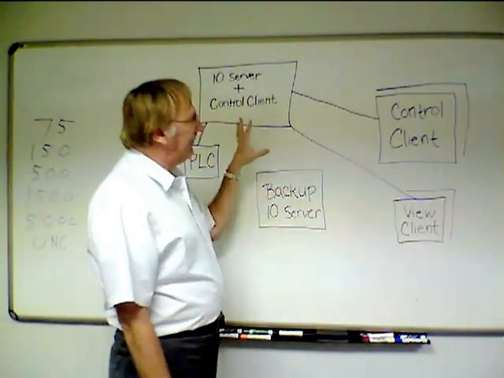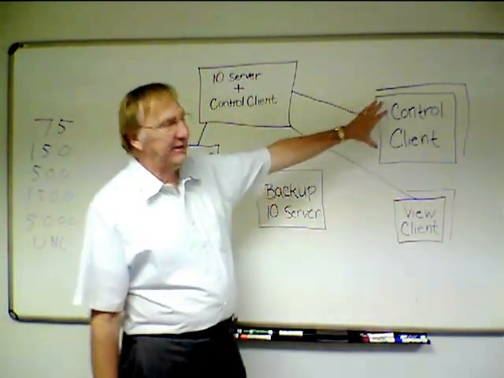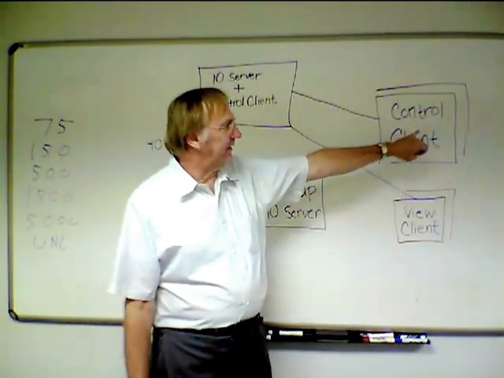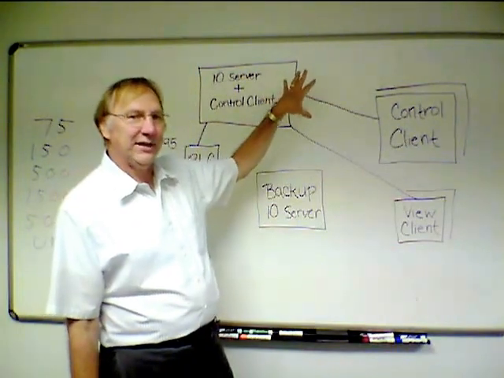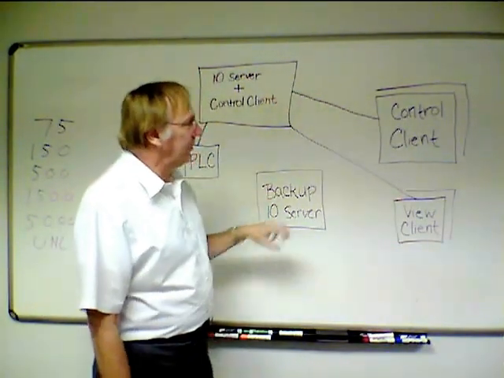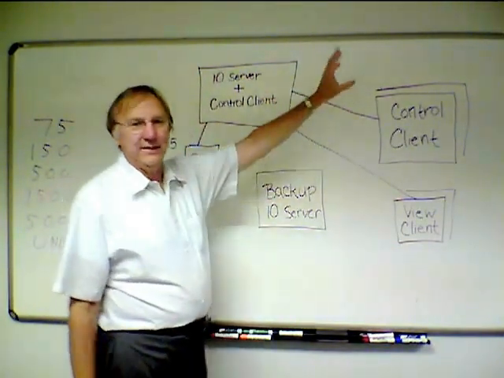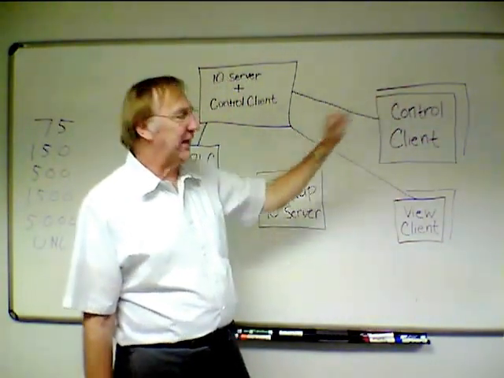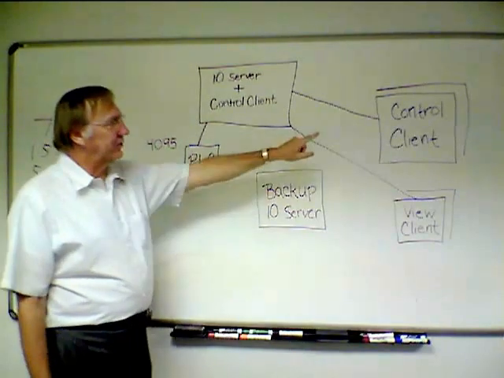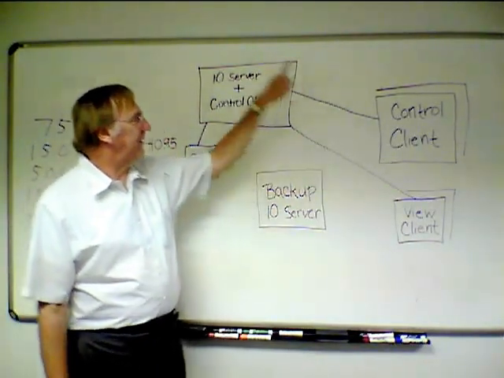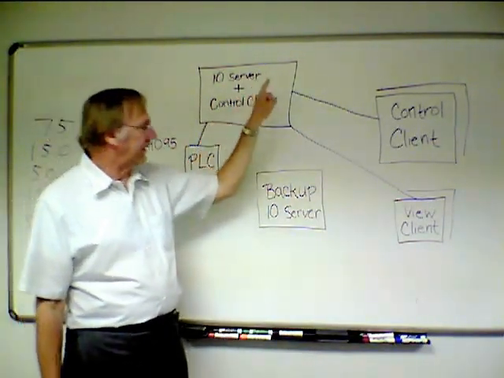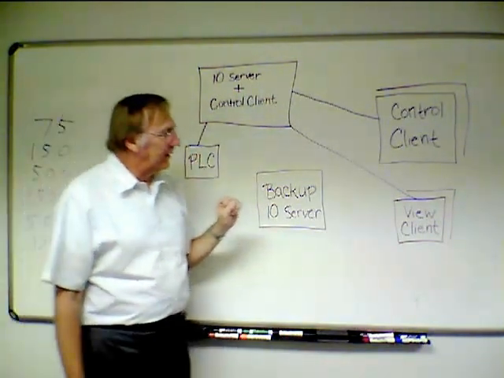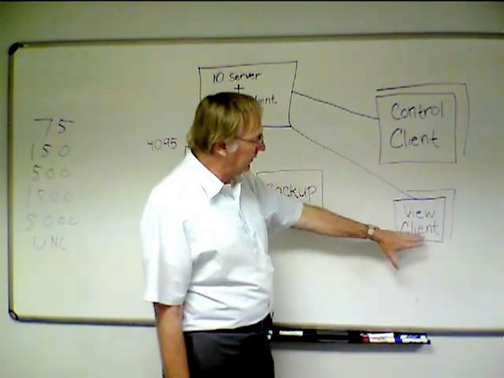Now, we can expand the Cytec system very easily by adding additional control clients. The control clients talk to the I/O server to get the information. So you can add 1, 2, 3, 30, 40, 50, 256, as many control clients as you want. But all those control clients would get their information by going back to the I/O server, who would get its information from the PLCs. We can also add view clients.